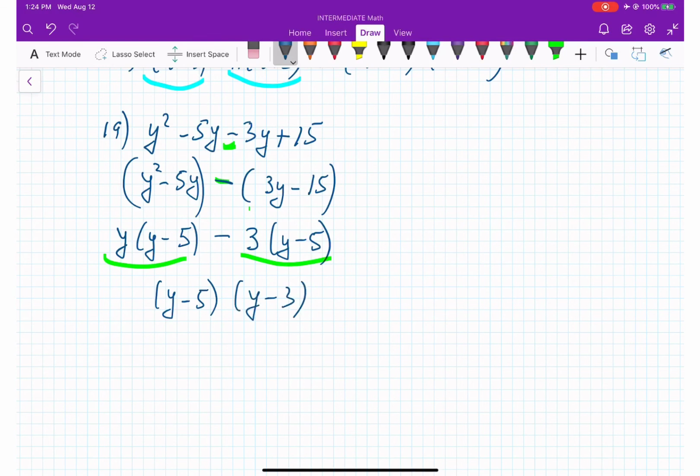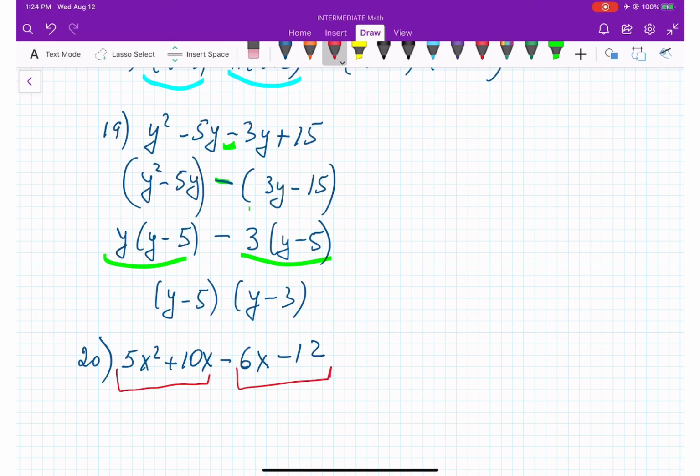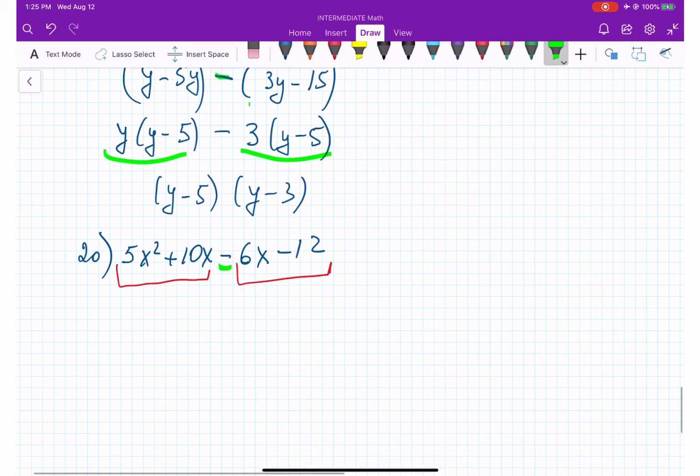Okay. Question number 20. It's going to be 5x squared plus 10x minus 6x minus 12. Okay, we need to factor by grouping. So let's combine. This will be the first one. This will be the second one. Since we have a negative sign here, we are going to flip every single sign in the second parenthesis.